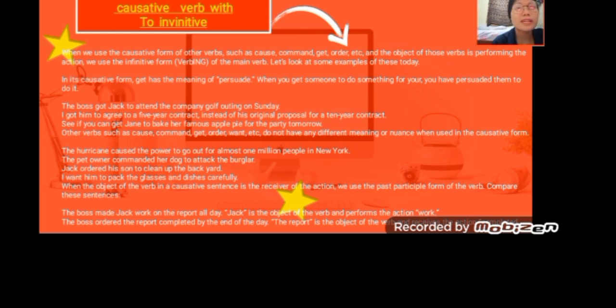Other verbs such as cause, come and get, order, want, etc. do not have any different meaning when used in the causative forms. The hurricane caused the power to go out for almost 1 million people in New York.